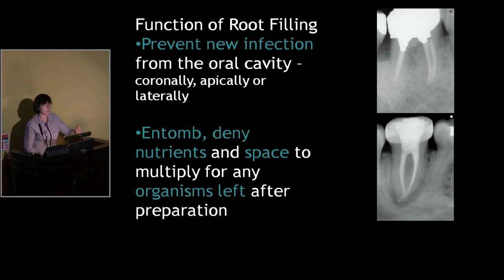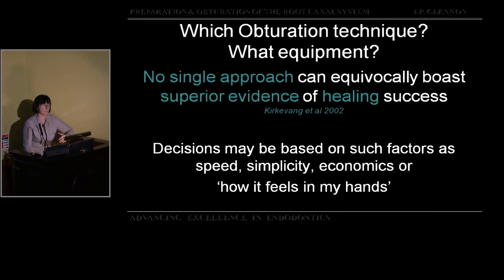We actually obturate because it's taken endodontists a long time to recognize that as wonderful as we think we might be, we do not get the canals 100% clean. There are bacteria left behind. So you need to entomb them, so that they are deprived of nutrients and don't flourish. So you need your root filling to prevent new infection, entomb, deny nutrients, and space to multiply. So we do need to obturate.